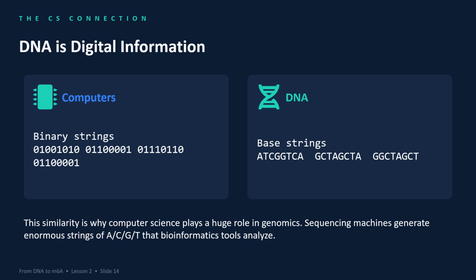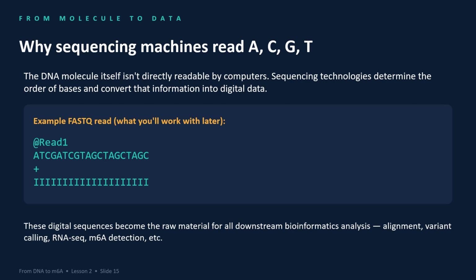Here's what a sequencing read actually looks like. A read identifier, a sequence of DNA letters, a separator, and quality scores that tell us how confident the machine is about each letter. Everything we do later, finding mutations, measuring gene expression, or detecting m6A modifications, starts with these simple strings of A, C, G, and T.